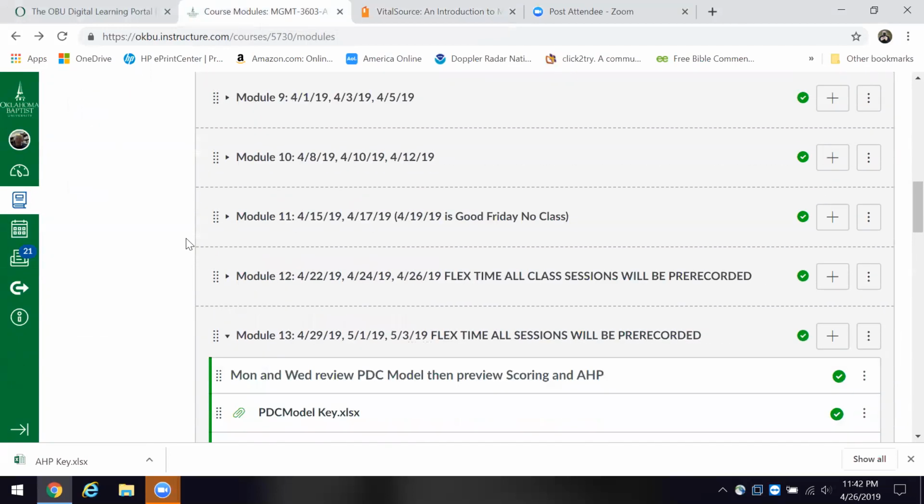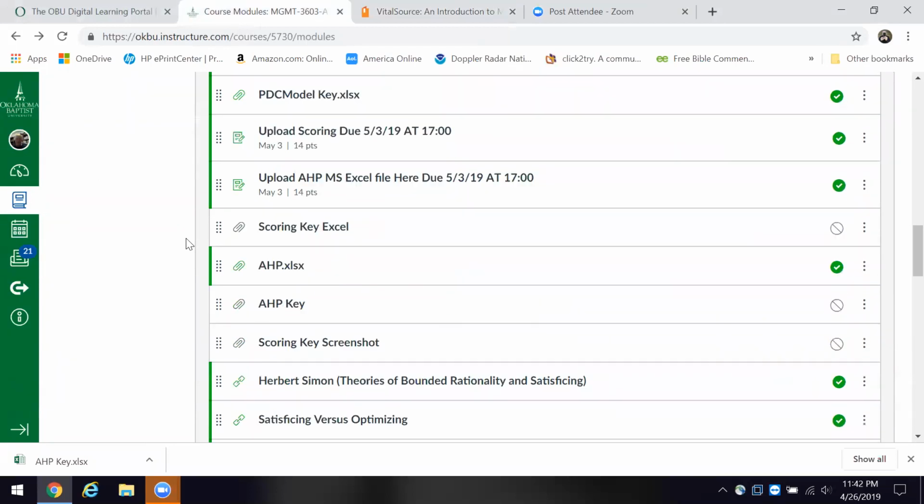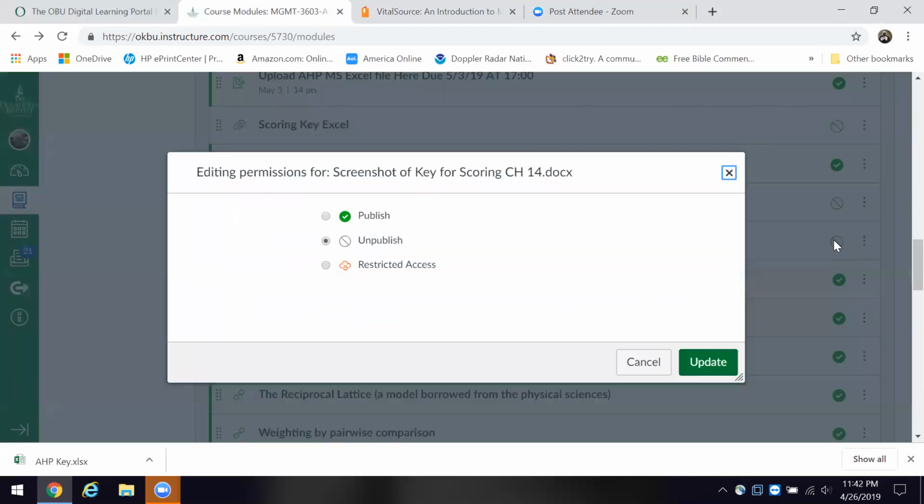And I forgot to mention that I have a key here for you that I'll go ahead and make available on the scoring. I'll go ahead and publish it.